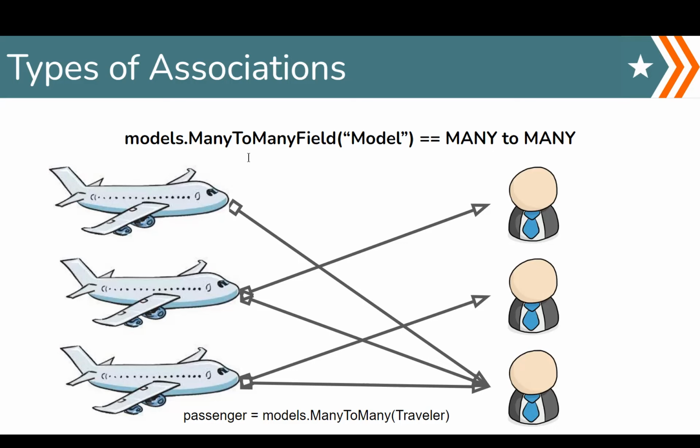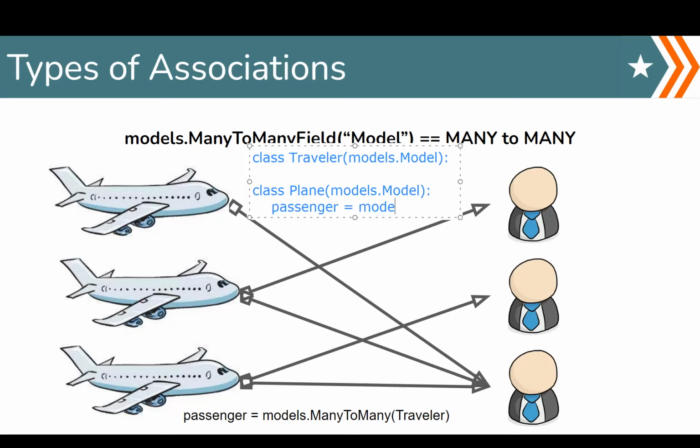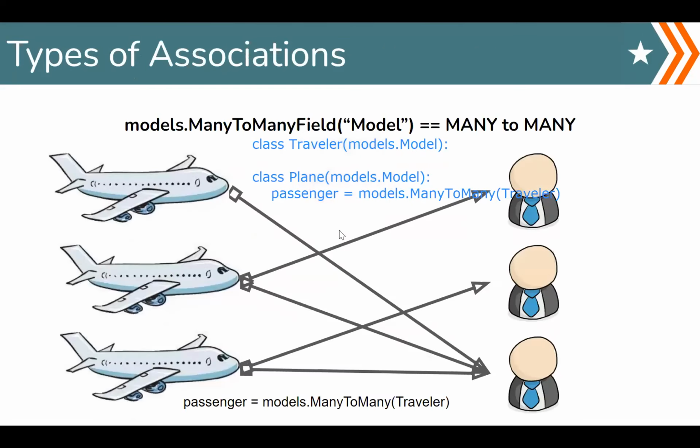So again, I'm going to do the exact same thing. We'll say class, we can say Traveler again, and we'll say this is models.Model, and we'll leave it blank for now. Then we can also do a Plane class and say that's a models.Model. And now we can specify that our passenger is going to be a models.ManyToManyField with Traveler inside it. Yeah, that should work. So what does this relationship look like in practice?